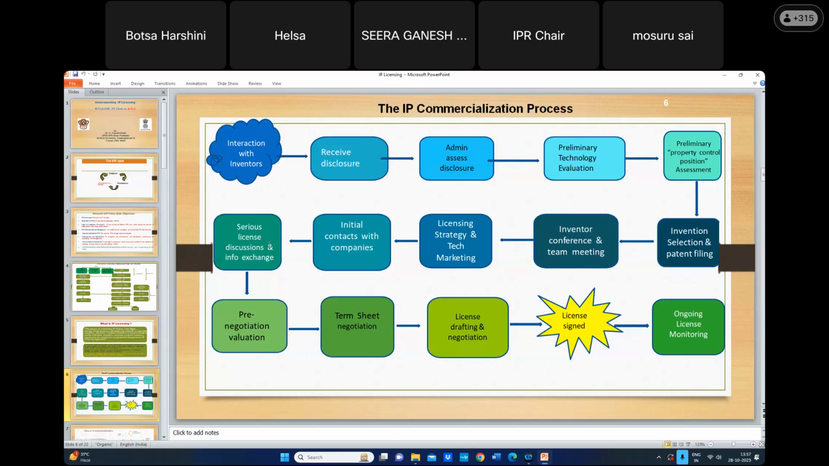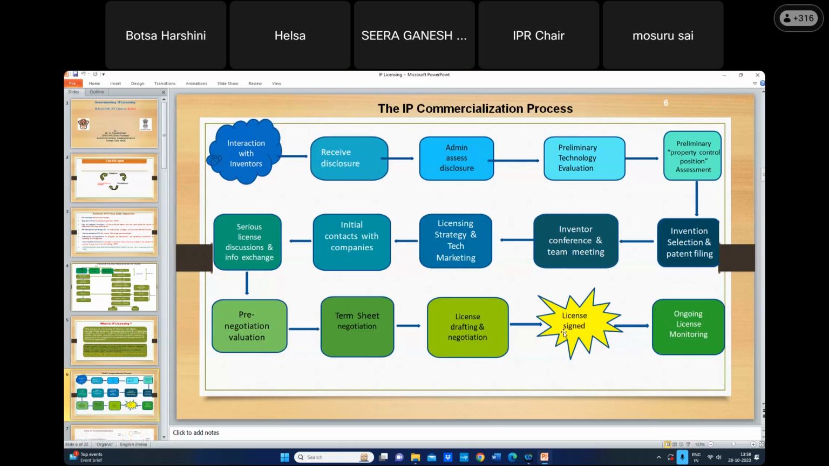Once both of you are satisfied, we call it a term sheet for negotiation. What are all the points? We will list them out. Then once you discuss those points and mutually agree, we draft the licensing agreement, and you sign the licensing agreement. That is the starting point for technology commercialization.